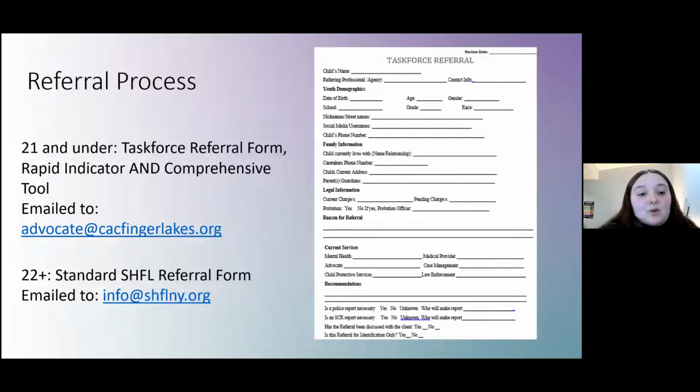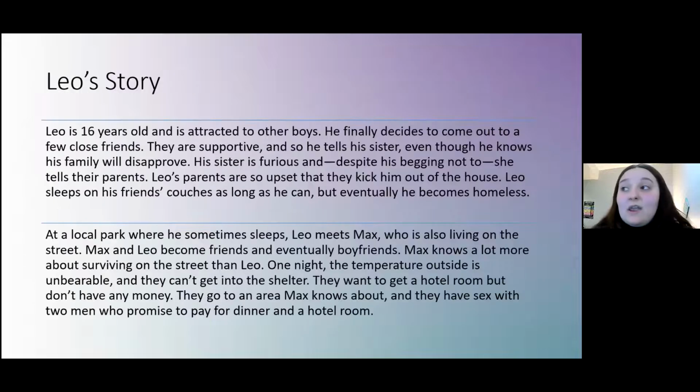Now for clients 22 and older, the standard SHFL referral form must be completed and emailed to info@shfl.org. To recap, for individuals 21 and under, you must submit the Taskforce referral form, rapid indicator, and comprehensive tool to advocate@cacfingerlakes.org. For individuals 22 years and up, you just fill out the standard SHFL referral form and email that to info@shflny.org. Now we are going to switch gears a little bit and do a case study.